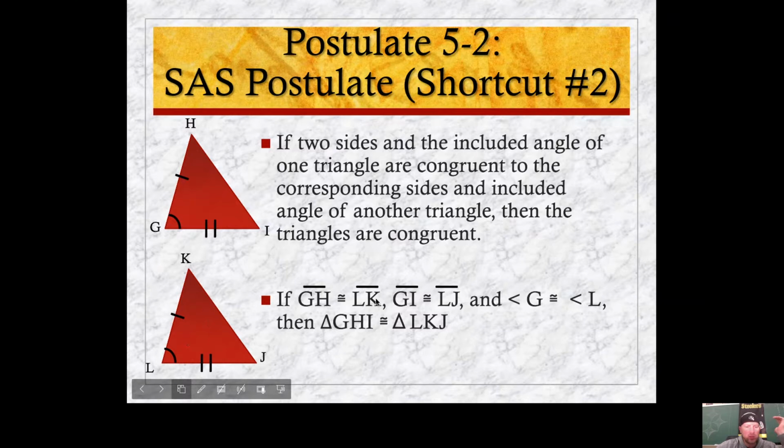Sometimes, though, they don't give you the picture. Maybe they just give you these statements. Well, this is definitely a pair of congruent sides, and this is a pair of congruent sides. Notice how these are congruent angles, and it doesn't matter that they list it third. Where are these congruent angles? Are they included? Angle G, isn't it in between these two segments? How about angle L? Is it included between these two segments? They are. That's how you know it's the included angle. It has nothing to do with the order that it's listed.